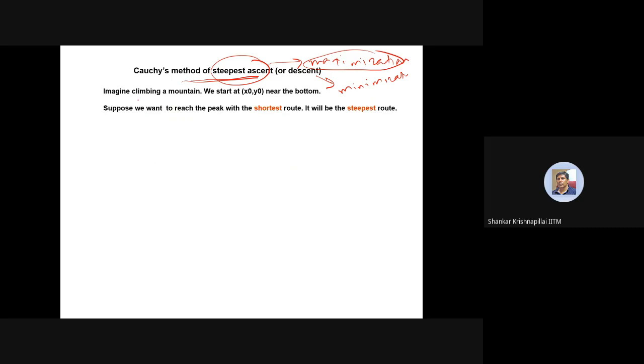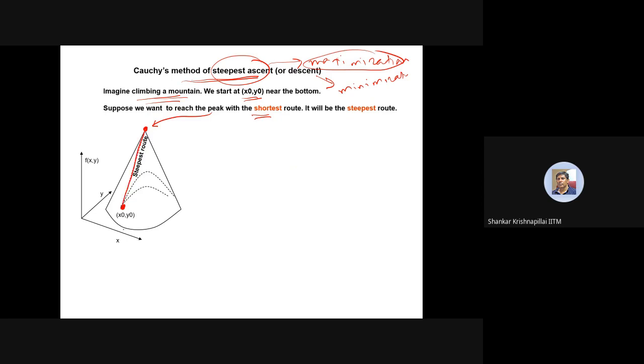Now suppose we are climbing a mountain. We start at x0, y0 at the bottom, and suppose we want to reach the peak in the shortest route. So the shortest route will be the steepest route. So this is the steepest route.